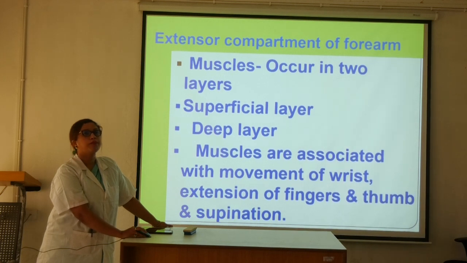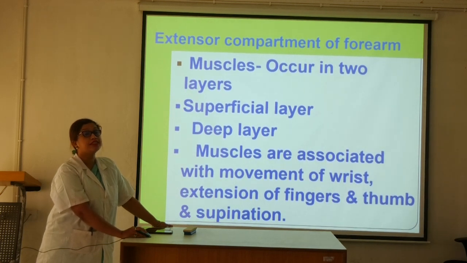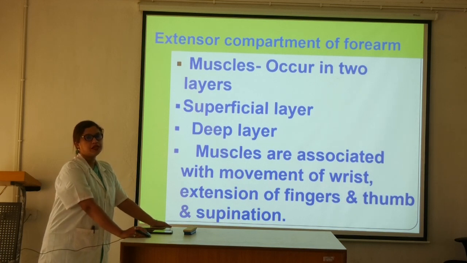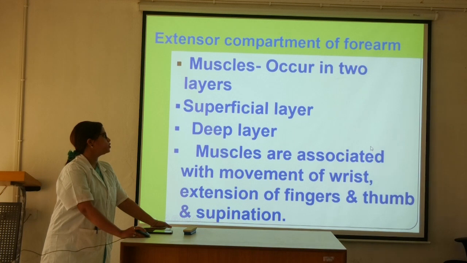Brachioradialis. Okay, brachialis. And which is the chief supinator of the arm? Biceps brachii, for supination. So this is also an additional muscle. Okay, so additionally they are doing supination.